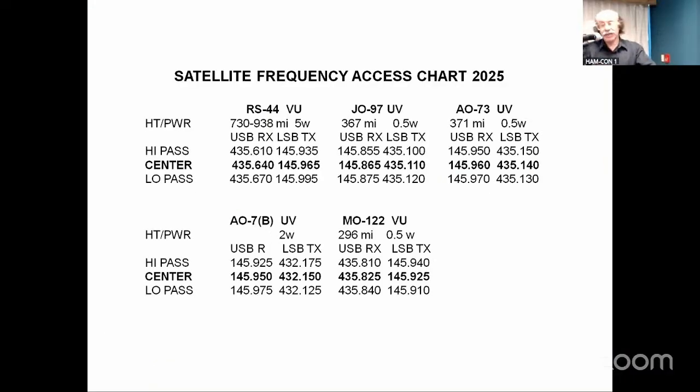Okay, this is my cheat sheet. I keep this taped to the radio. That tells me what frequencies it's got to be on. So if I look at the RS-44, I look at the center. I've got to be listening on 435.64. I've got to be transmitting on 145.965. And so when I start a pass, I start on those two frequencies. It's not going to be exactly there. Remember, you got Doppler moving everything around, right? But it'll be close. And there are all the various satellites, the different frequencies.